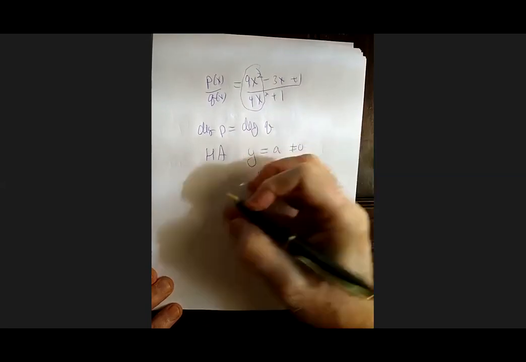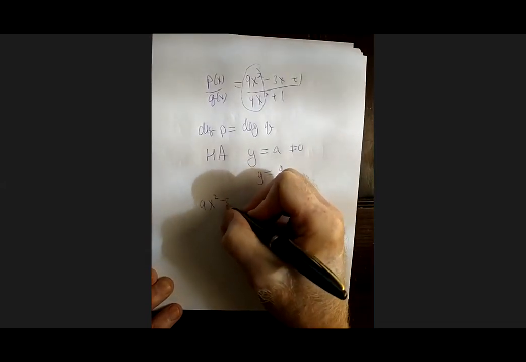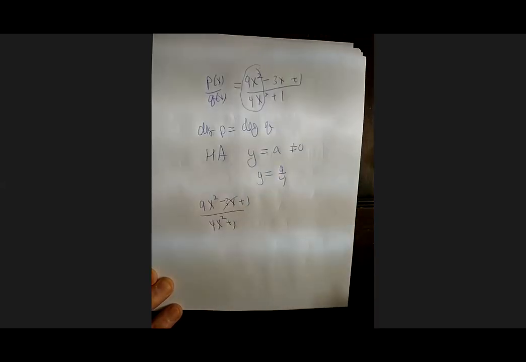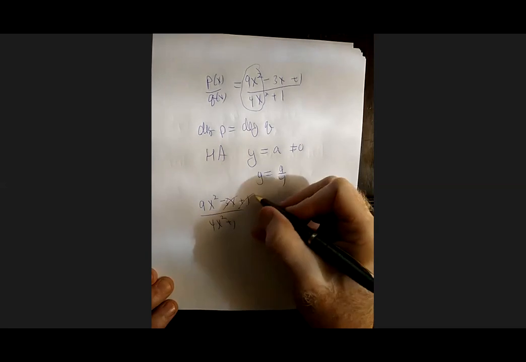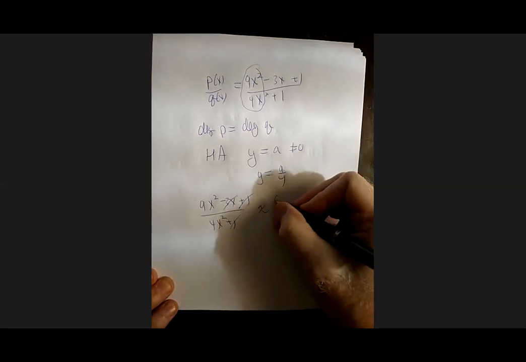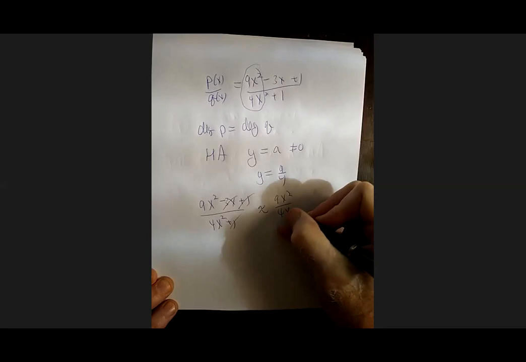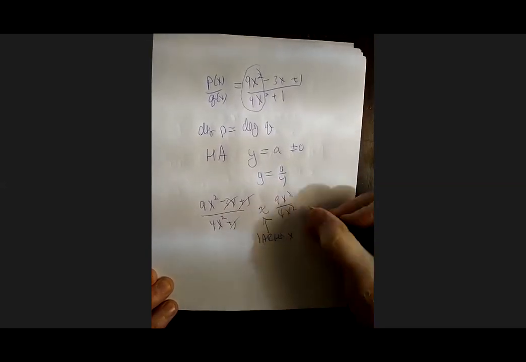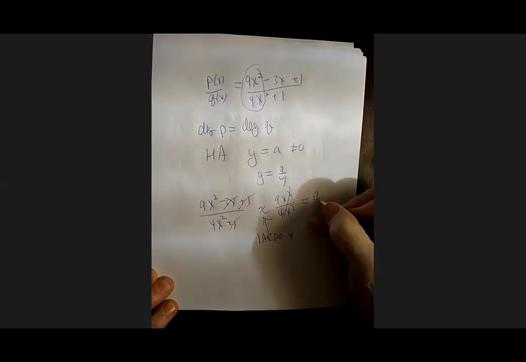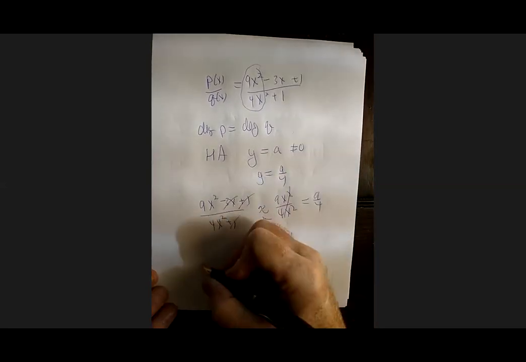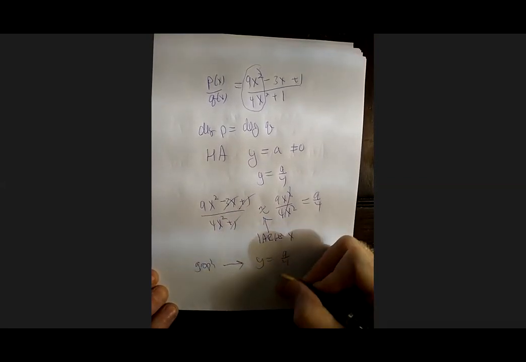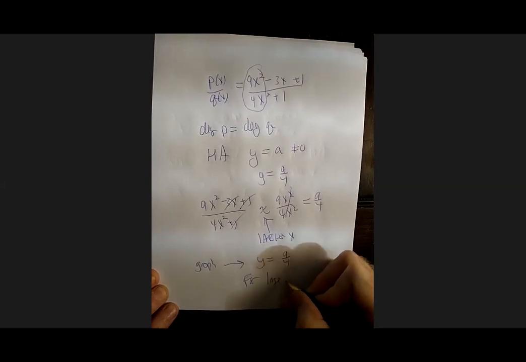And here's why. For large x, the 3x is going to be inconsequential. The 1s aren't going to matter. And so this is going to be really like x squared over 4x squared, again, for large x. X squares cancel, so it's really going to be like 9/4. And that means that the graph will approach y equals 9/4 for large x. Okay, so that's the second thing that can happen.